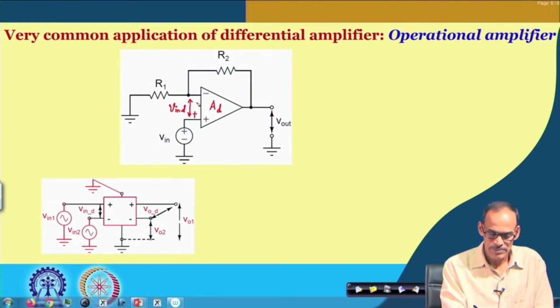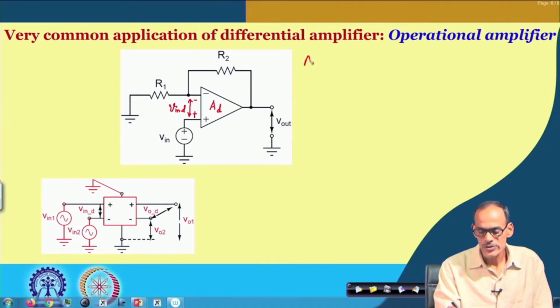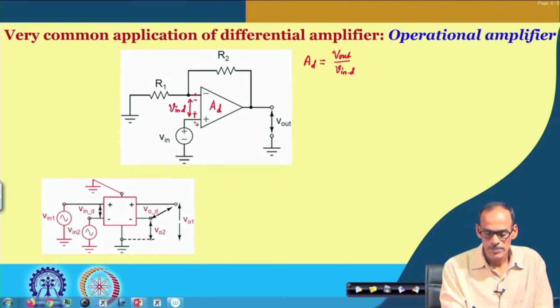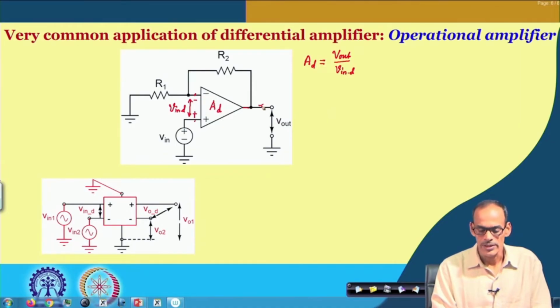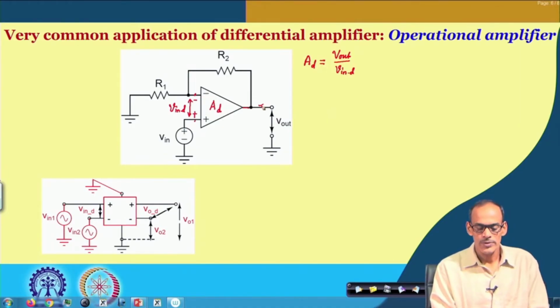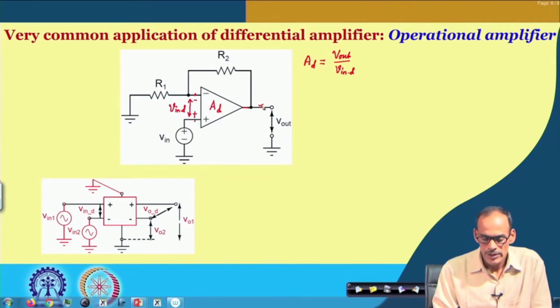So, for V in D this is plus and this is minus. I should say that the gain of the op amp, A D, is defined by V out by V in D. You might have observed that its input port is differential, but the output port is single ended. We will come back to this kind of configuration, but at least let me try to appreciate that its input port is differential in nature and why we look for such things.